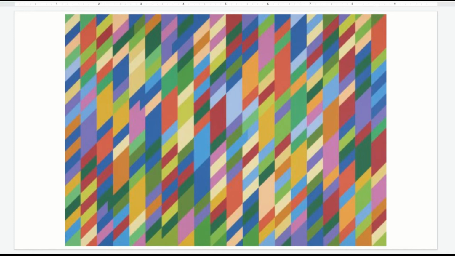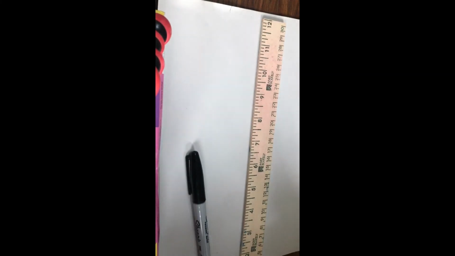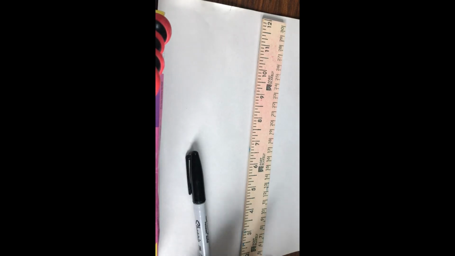Now it's our turn to create our own op art, so get your materials ready and I'll meet you back here. Okay, I have my piece of paper ready with a ruler. I'm going to use this black permanent marker.